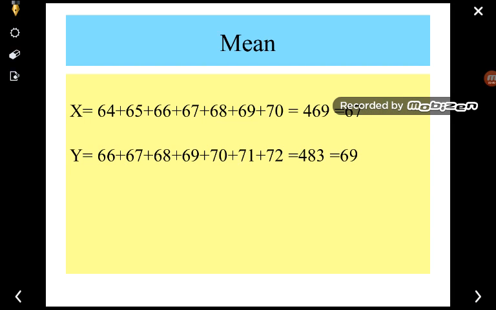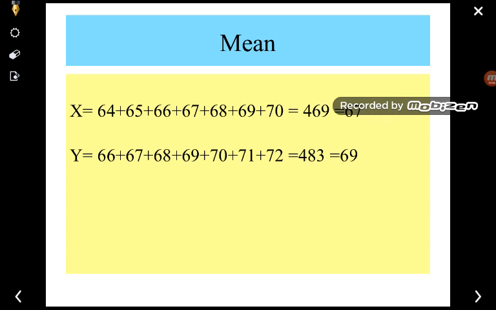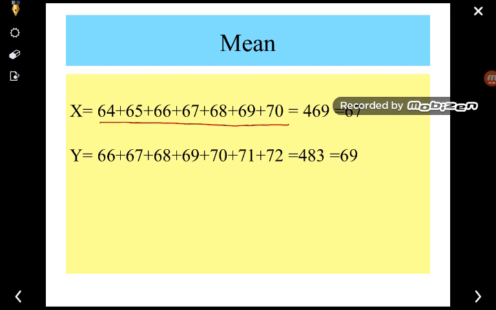So first we are asked to find out the mean. What are the x variables? That is 64 plus 65 plus 66 plus 67 plus, and so on till 70. So we have added all the observations of the x variable and then we have to divide by the number of observations. What is the number of observations? 1, 2, 3, 4, 5, 6, 7. So here the number of observations is 7.